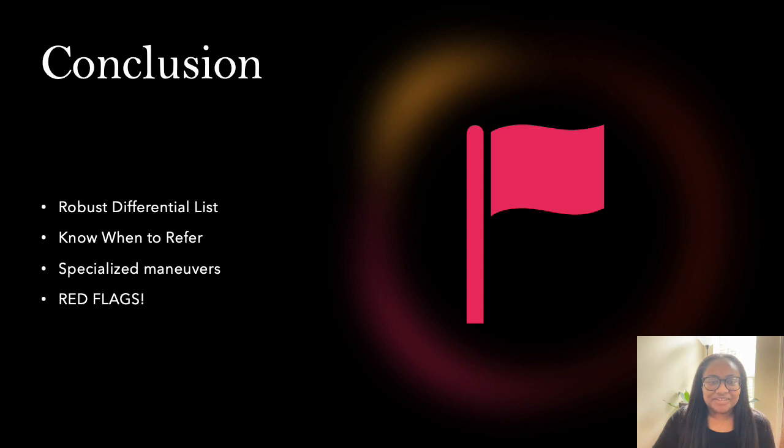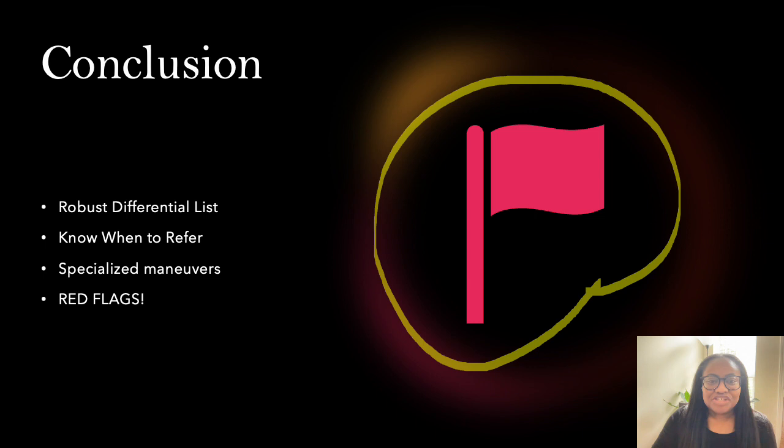And in conclusion, if you have not learned anything else from this lecture, I hope that I have instilled the importance of developing a differential list. You need to know when to refer, and you have to know those specialized abdominal maneuvers. Those things are going to carry you throughout your clinical practice. If you do those special maneuvers and you get a positive test, you need to know what it indicates. And then finally, the red flags. Under no circumstances should you miss the red flags.